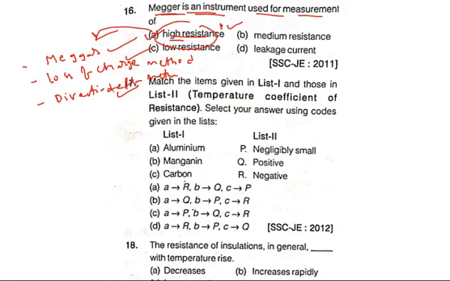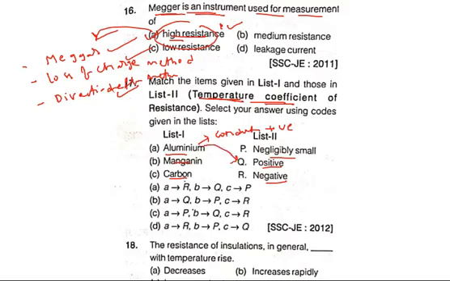And next one, this is the matching, and we have to choose the suitable matching here. Aluminium, manganese, carbon are given, with negligibly small, positive and negative given. With respect to temperature coefficient we have to select. Aluminium is a conductor. It has a positive temperature coefficient. So this is the correct option.